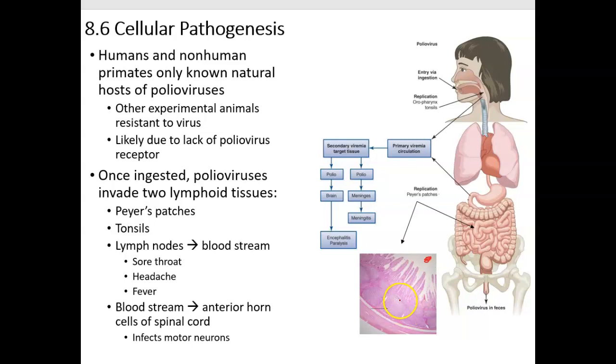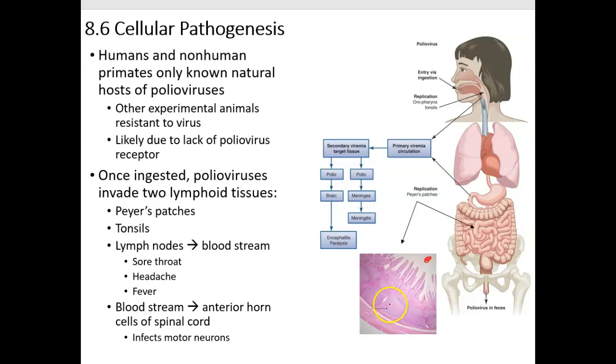You've got these specialized lymph spots, these tissues with lots of immune cells. And so this virus likes to replicate in that immune tissue, so either in the tonsils or in the Peyer's patches. Now, for most people, it's going to end there, and then your immune system will eventually take it out.